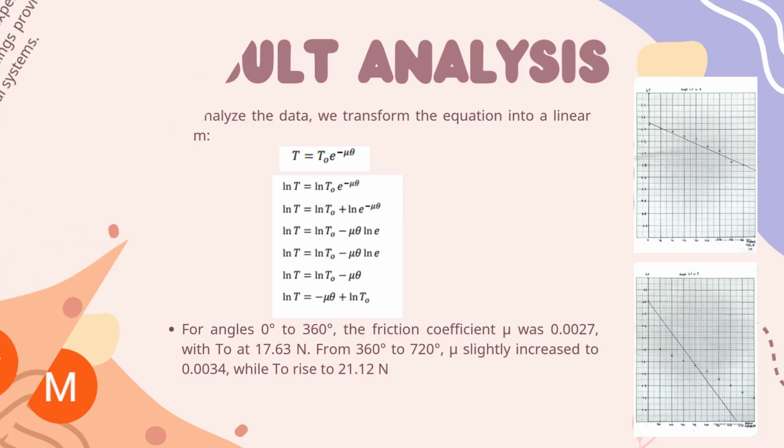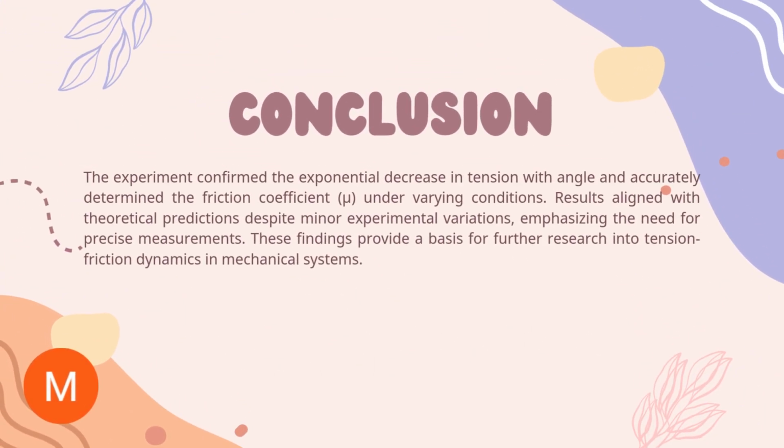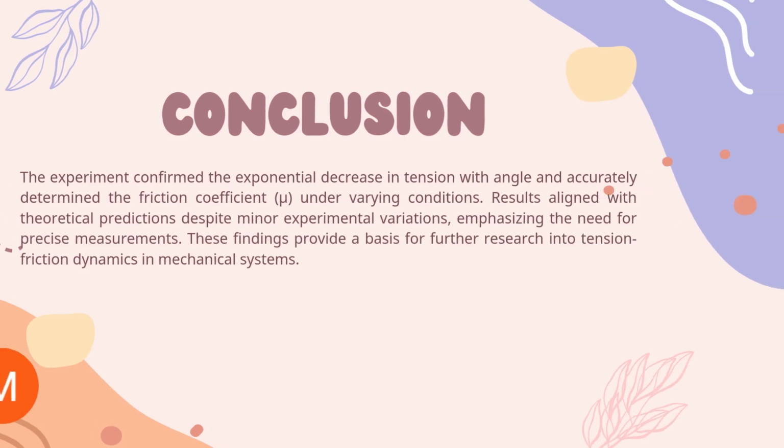In conclusion, the experiment confirmed the exponential decrease in tension with angle and accurately determined the friction coefficient mu under varying conditions. Results aligned with the theoretical prediction despite minor experimental variation, emphasizing the need for precise measurement. This finding provides a basis for further research into tension, friction dynamics, and mechanisms.